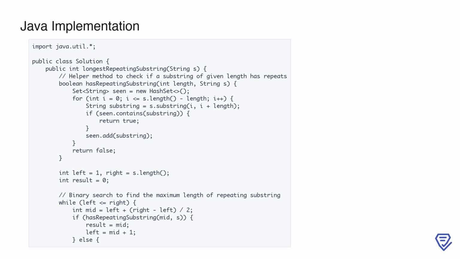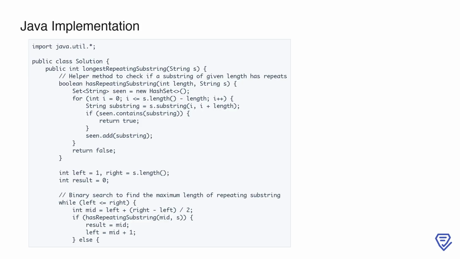Next, we initialize 2 pointers, left and right, to represent the bounds of our binary search. Left starts at 1 because the shortest valid substring length is 1, and right is set to the length of the input string. We also initialize a variable result to store the maximum length of a repeating substring found so far. Then, we use a binary search loop to systematically check for the longest repeating substring length.